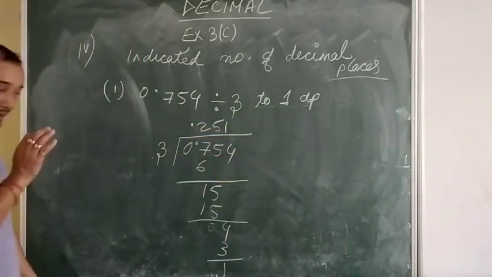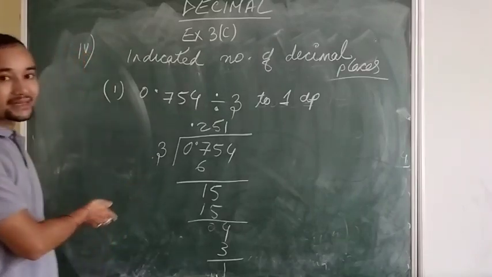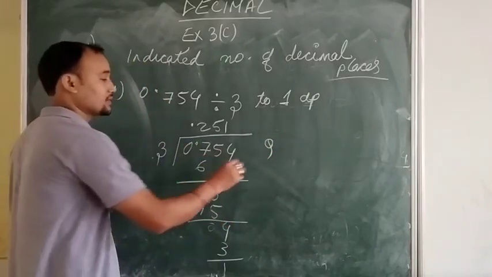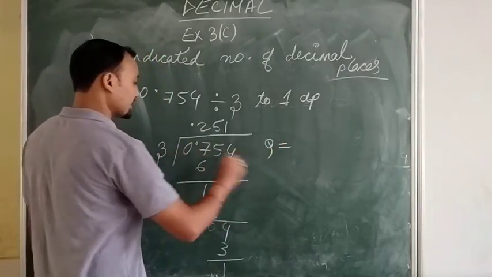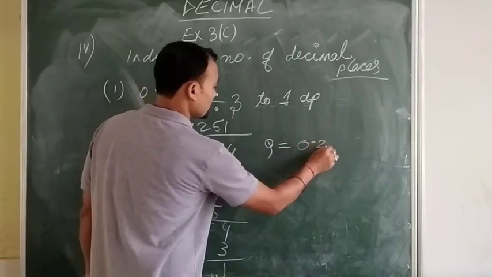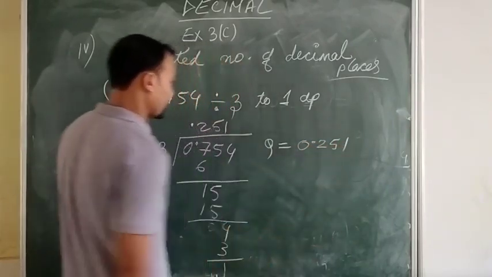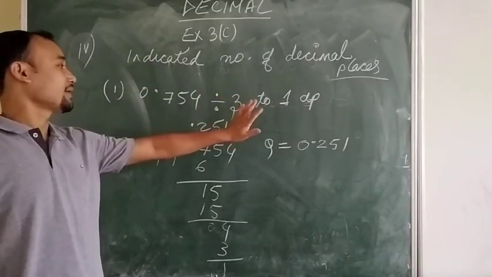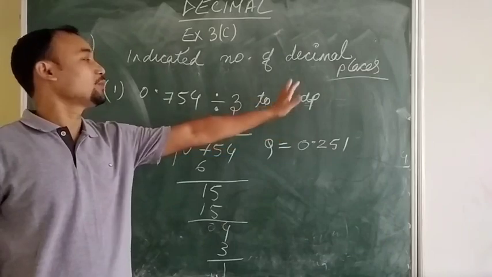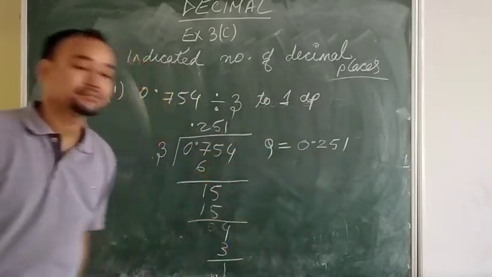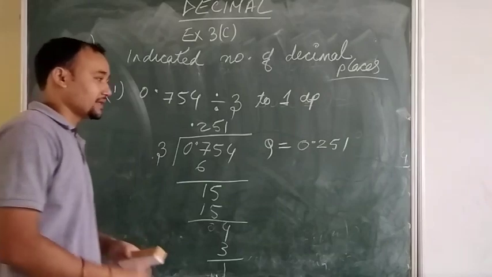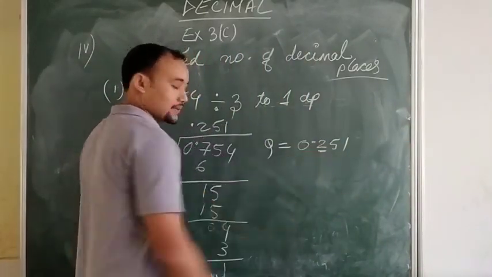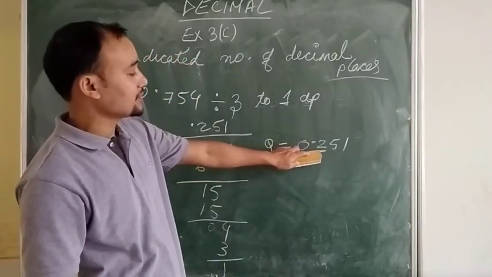There is a nice concept hiding in this question. What is the quotient coming out? The quotient is coming out to be 0.251, and here it is asking us to write the answer up to one decimal point. That is, we need to stop here. There is a rule, not actually a technique. This is the number where we need to stop.